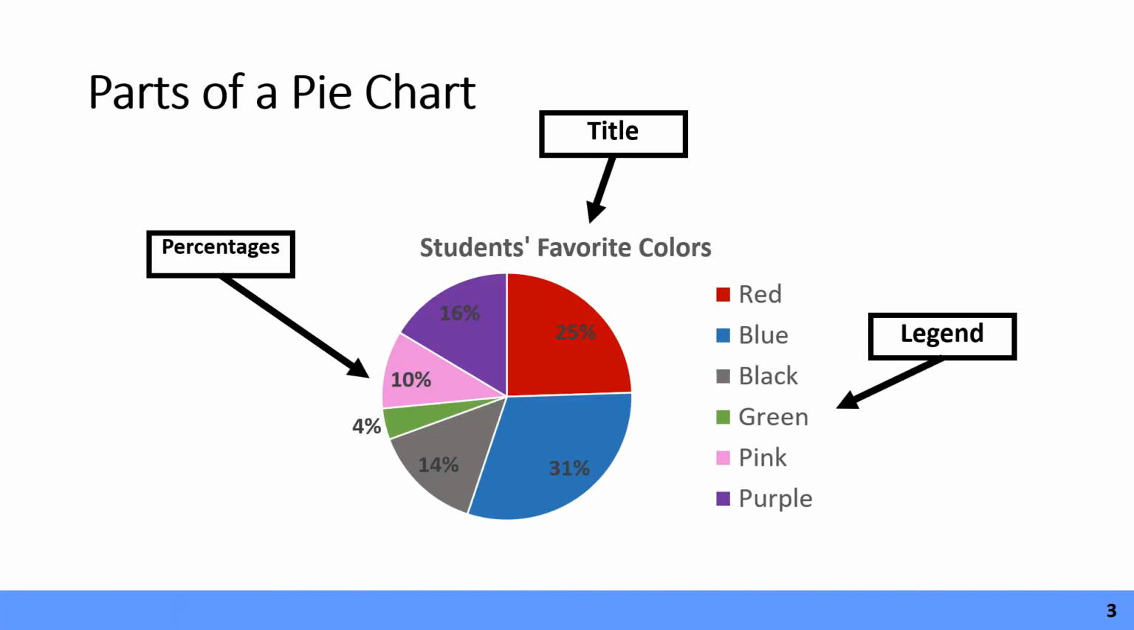Now, when you do create a pie chart, you have to make sure that you include these three essential things on it. Your pie chart is useless if it does not have a title. You have to make sure that you tell your reader what your pie chart is depicting, right? So, for example, if the title would have not been here, this pie chart could have meant a lot of different things, right? So I have to make sure I give you a title so that you know that the pie chart represents students' favorite colors, right?